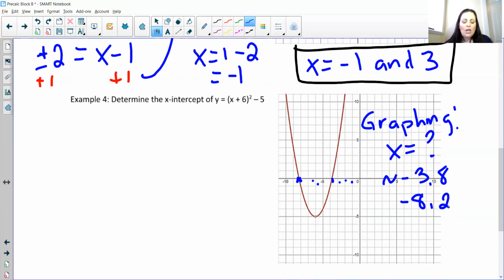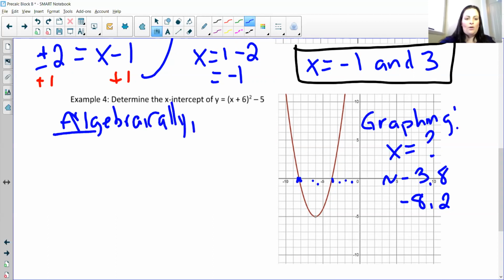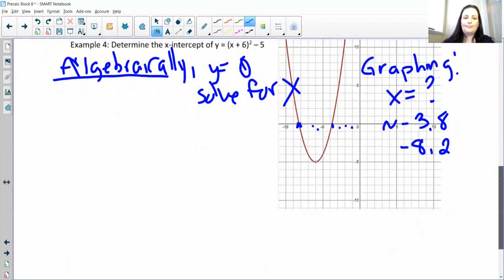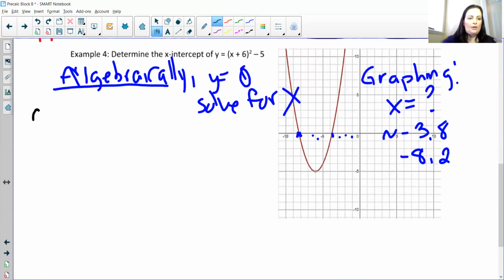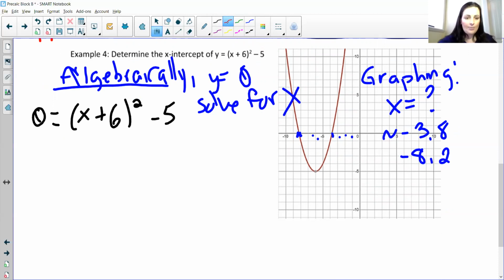All right, so now we can solve it algebraically. So remember, to solve it algebraically, we are going to set y to equal 0, and we're going to solve for x. Okay, so 0 equals (x plus 6) squared minus 5. Our first step is to add 5 to both sides. Okay.